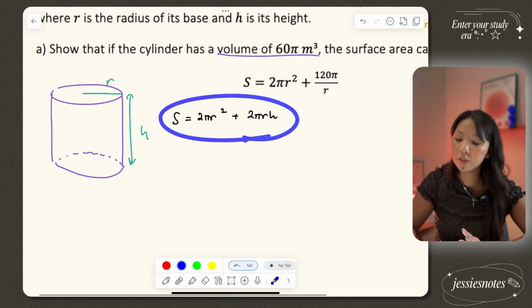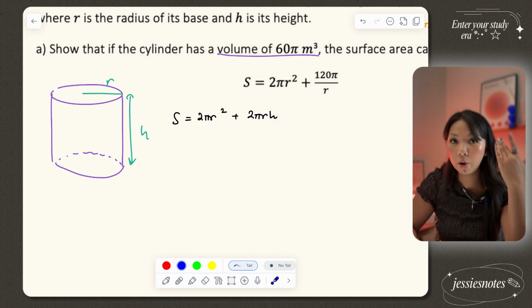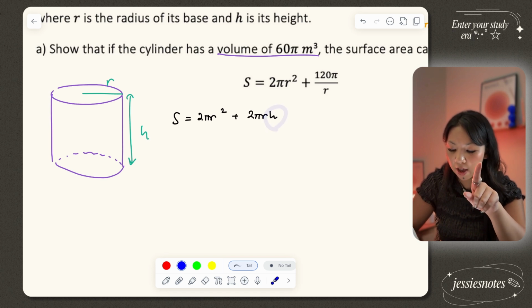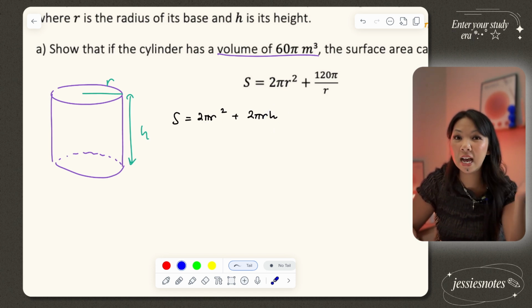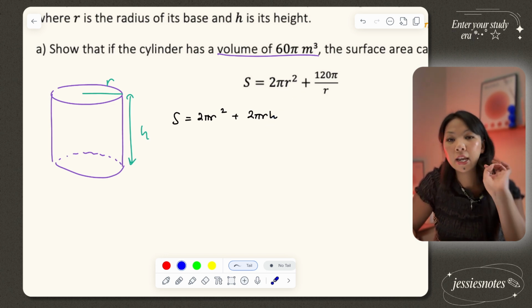Now, the issue with using this formula is it has two variables, r and h. So we're going to have to get rid of one of them. Hopefully you see that we should get rid of h because we have more r's here. So it's going to be harder to change them all to h. It's easy just to get rid of one h. Okay, so we need to use some other info they've given us.